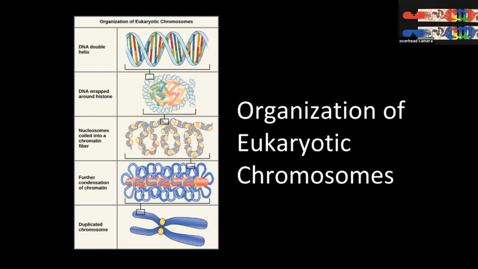So at the top, you see DNA represented in the double helix format with the base pairing of the nucleotides, that twisted ladder that students are used to seeing. From there, you have DNA organized around the histone proteins. And then as there's further wrapping and condensing of the chromosomes, you have nucleosomes coiled into a chromatin fiber, and then further condensation. And at the very bottom is the traditional picture of a duplicated chromosome, when chromosomes have already been replicated and are shown in that way.